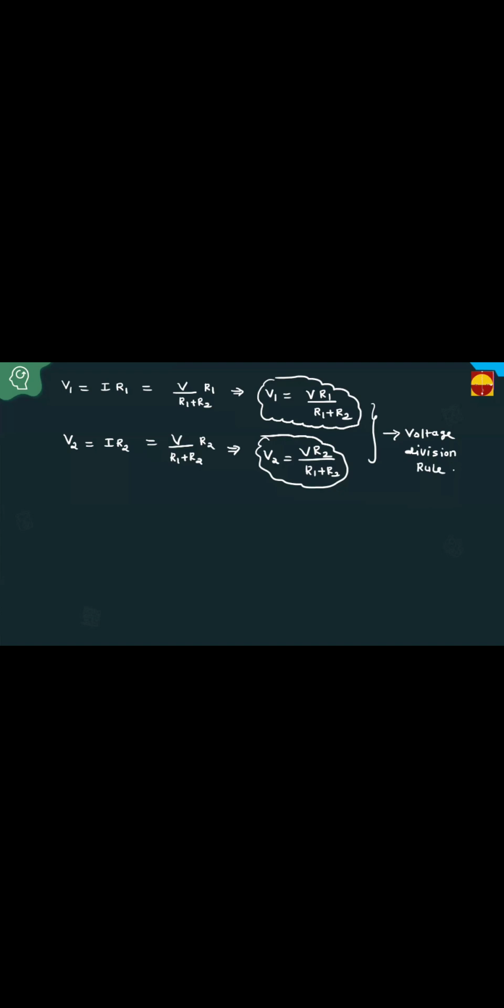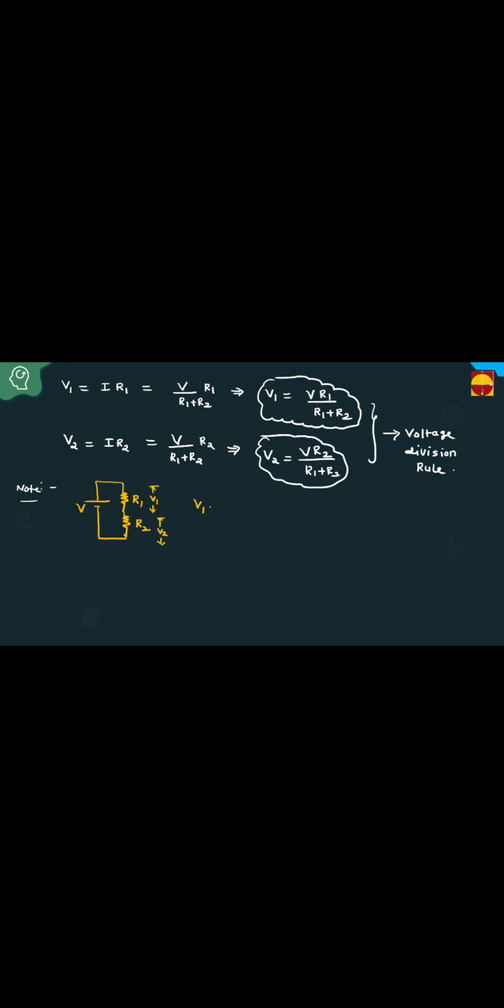How is the voltage divided? V1 equals V times R1 by R1 plus R2. V2 equals V times R2 by R1 plus R2. Simply remember it like this, with no need to do all these calculations. For example, let this be R1 and this be R2, and the total voltage applied is V. Now you have to calculate V1 and V2.